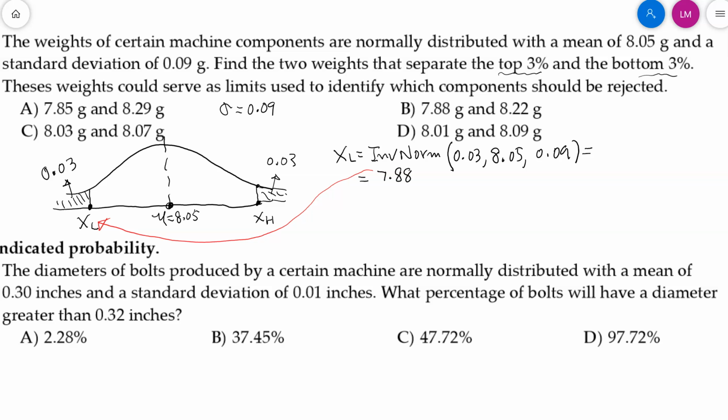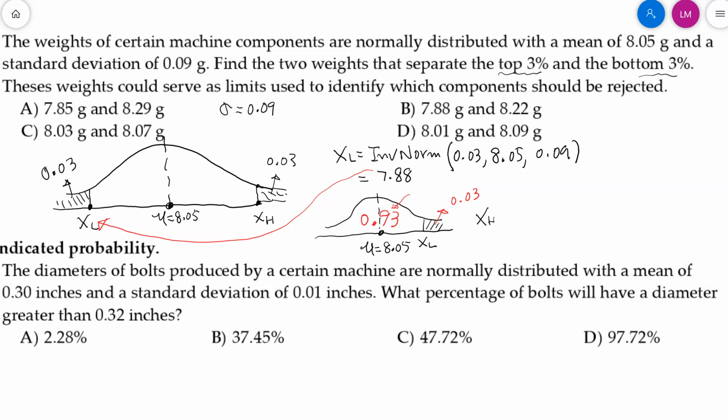Now, what is XH? To find XH, if I draw another little picture here, this is mu equal to 8.05. This is XH. Now, what is this area? It is 0.03. So what is this area? 0.97. You always enter the area on the left.